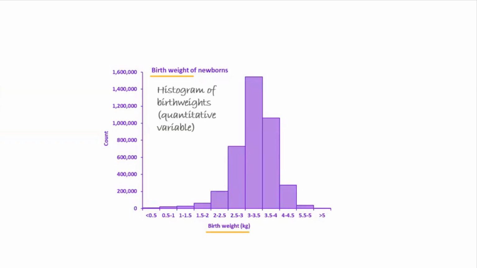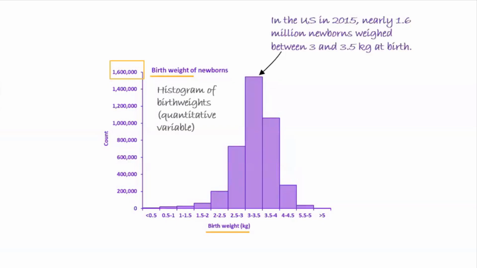The tallest column is for the interval 3 to 3.5 kilograms as a birth weight, and it corresponds to a height of nearly 1.6 million. So this tells us that in the US in 2015, there were nearly 1.6 million newborns with a birth weight of somewhere between 3 and 3.5 kilograms.